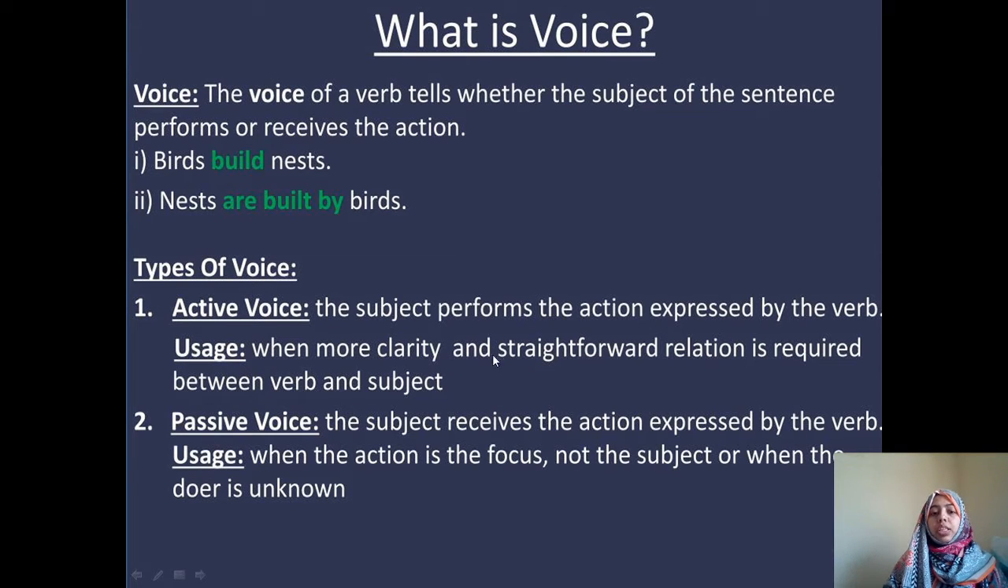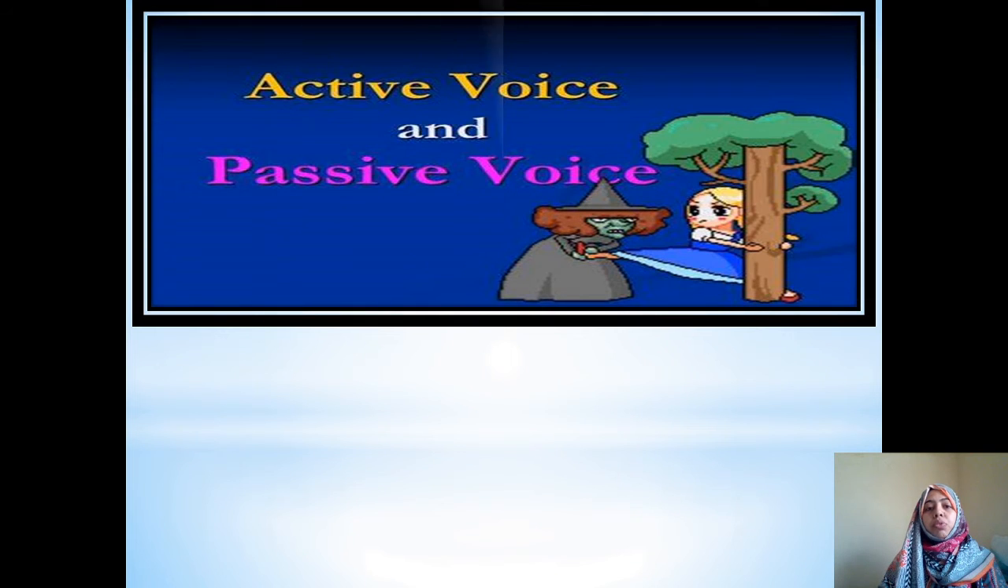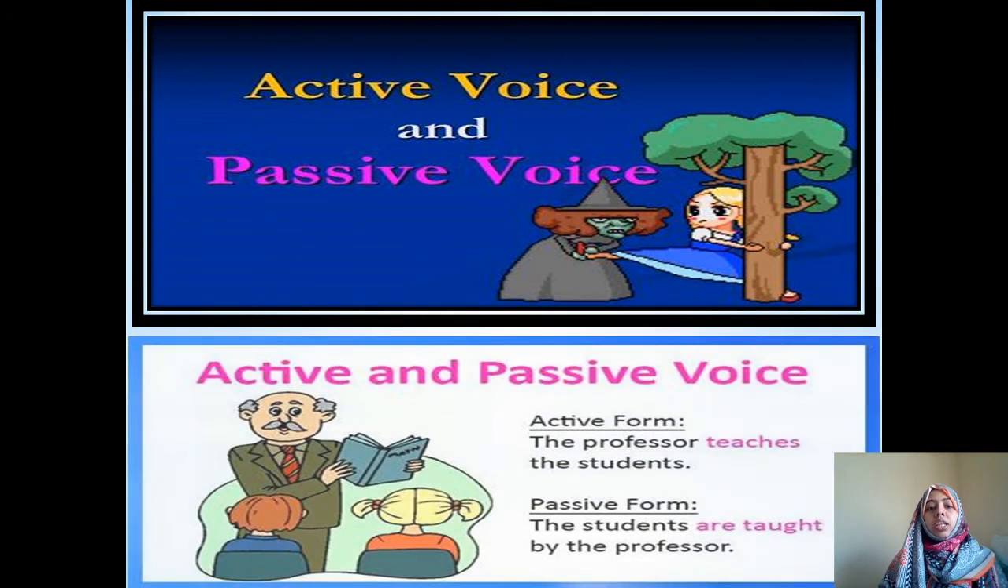What is passive voice? The subject receives the action expressed by the verb. Usage: when the action is the focus, not the subject, or when the doer is unknown. So this is the end of voice. We have two types of voice, active voice and passive voice. I explain active and passive voice. Okay, now let's come to the active and passive voice.